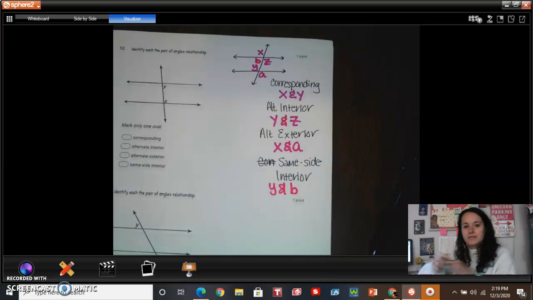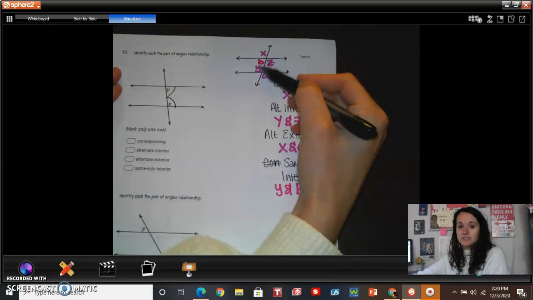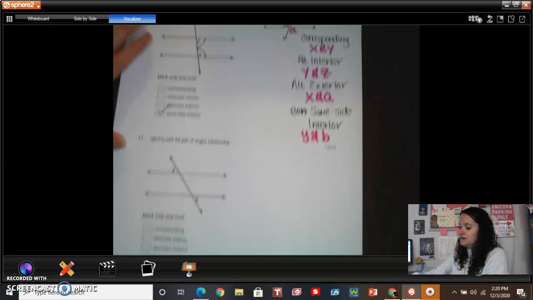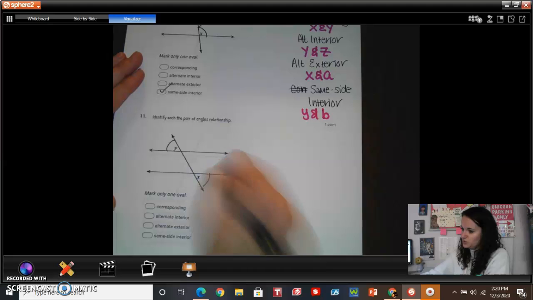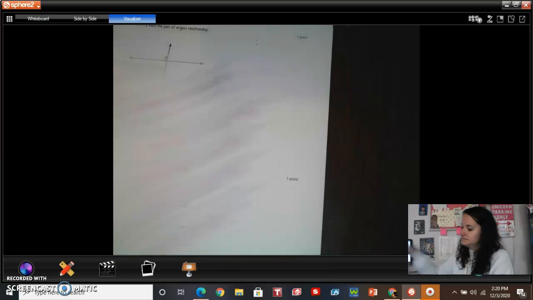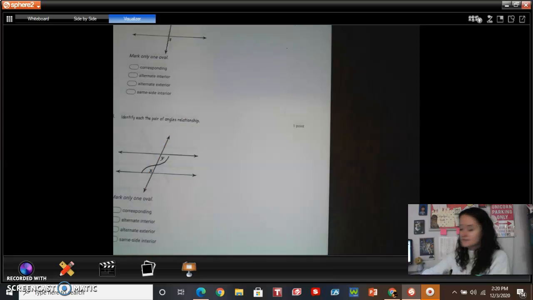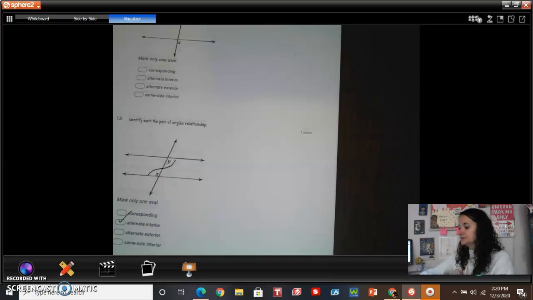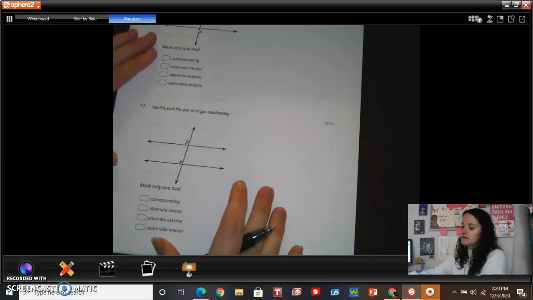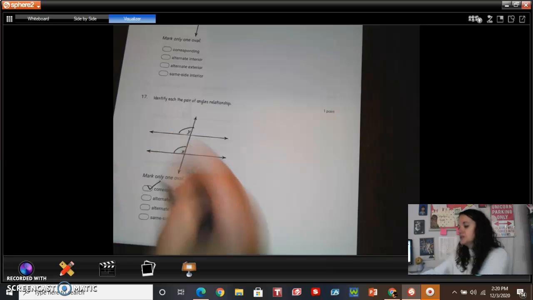Okay, so let's look at this one. So we're looking right here. First thing I notice is they're right next to each other like Y and B are, so they're going to be same side interior. All right, let's look at this next one. They're outside and opposite, so alternate exterior. Handle that one? Okay, boom. We are opposite and inside, so we are alternate interior. Handle, handle. And then handle this one. See how they're in the same location? That would be corresponding.